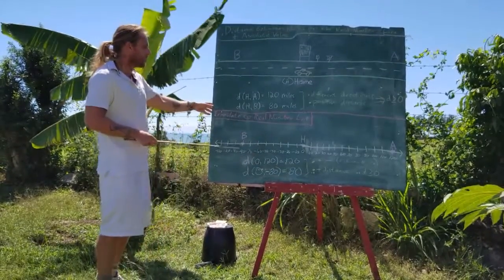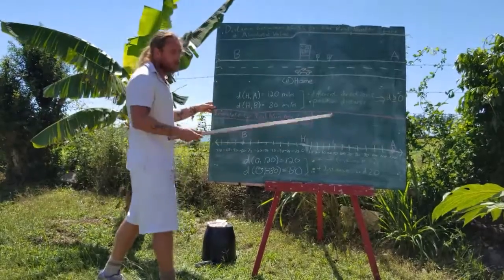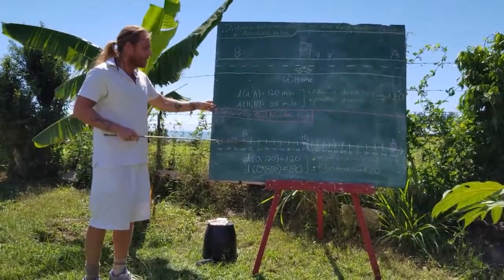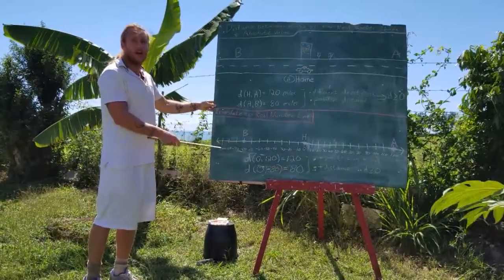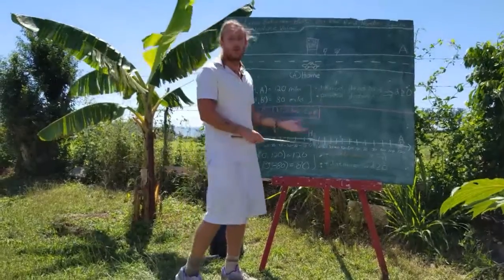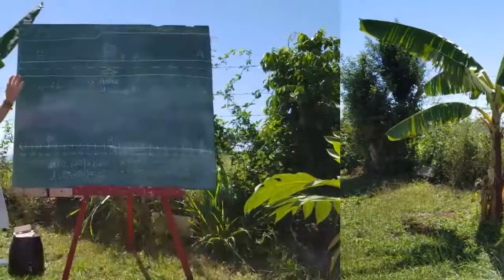So the distance from 0 to 120 is 120, but the distance from 0 to negative 80 is 80, a positive 80. Our distance is always greater than or equal to 0. So let's look at a quick example.